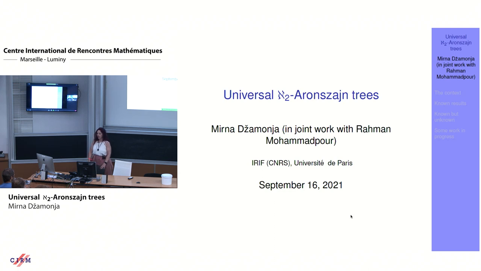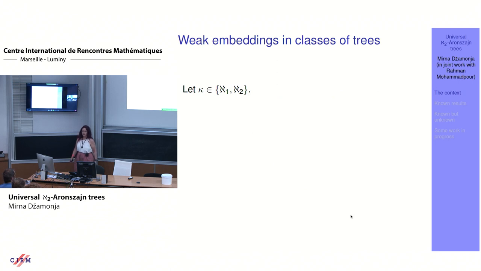I will talk about α2-Aronszajn trees. It's a topic that many of you have worked on, so much so that I don't think I will be able to mention all the great work that people have done about α2-Aronszajn trees, but I'll mention some work concentrating on my joint work in progress with Rahman Mohammadpour. And I will explain the word universal.